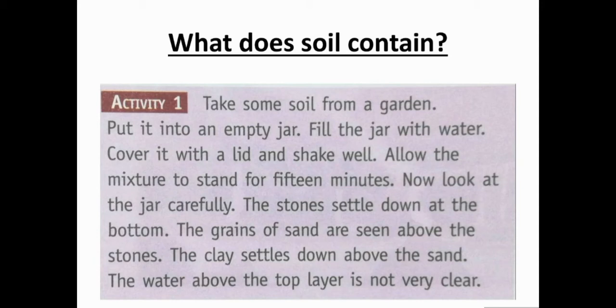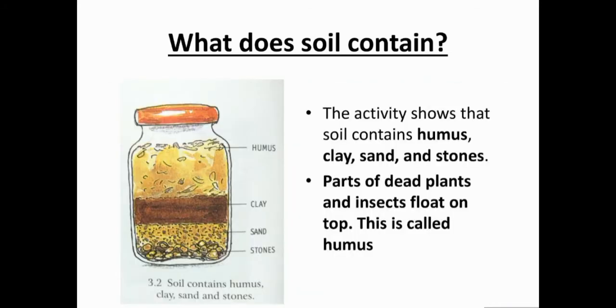The stones you will see are settled down at the bottom. The grains of sand can be seen just above the stones. The clay will settle just above the sand, and the water above the top layer is not very clear. So this is the way you can see the 4 layers in the jar.